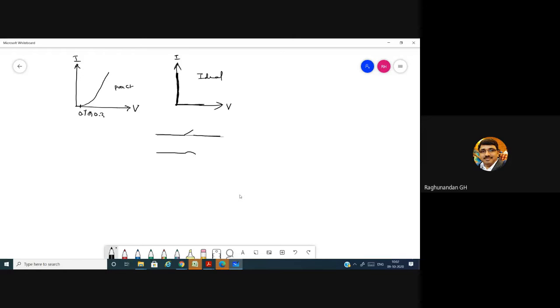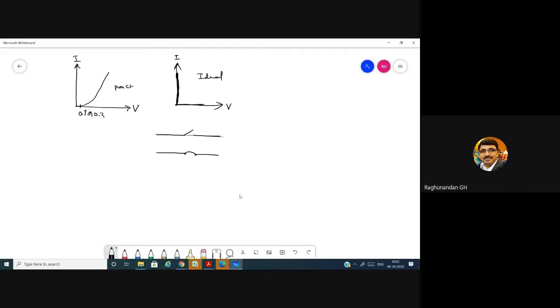through the diode? You have done clipper, clamper and all. What is the minimum voltage you should apply to forward bias a diode in clipper and clamper? 0.7 or 0.3, or 0.6, based on germanium or silicon, whatever we are using.